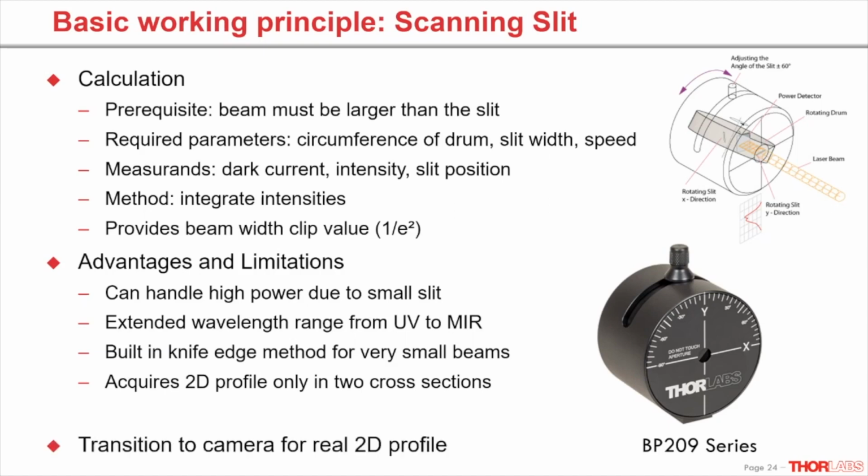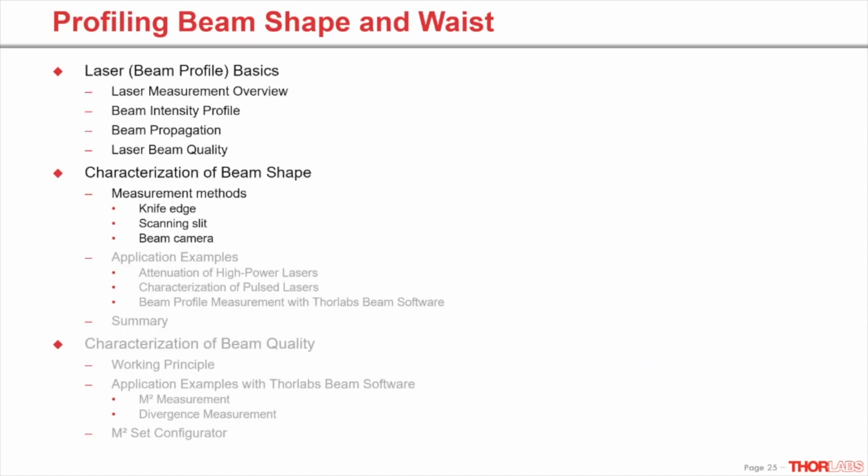When it comes to measuring a real 2-dimensional intensity profile and displaying nice 3-dimensional profiles, a camera that sees the full cross-section must be used. And with that, we will come to the next topic, the beam camera or camera beam profilers.